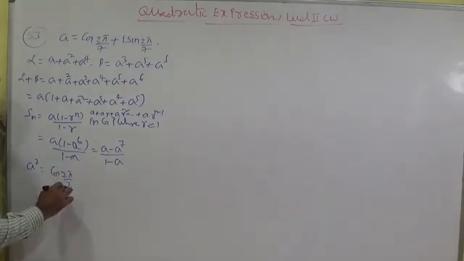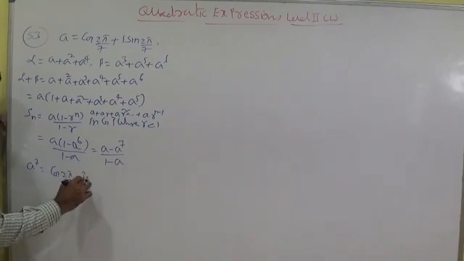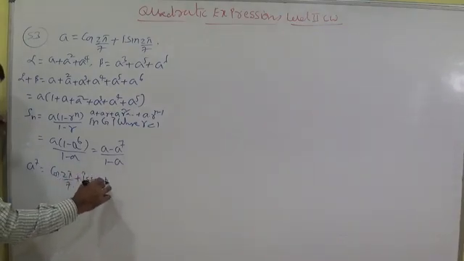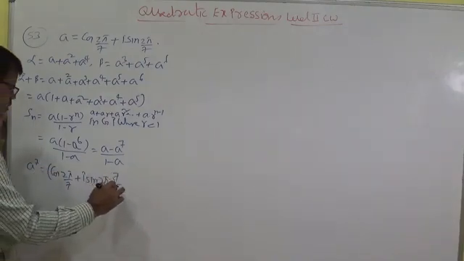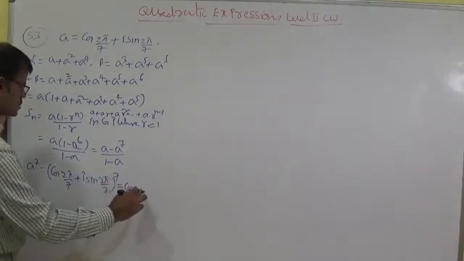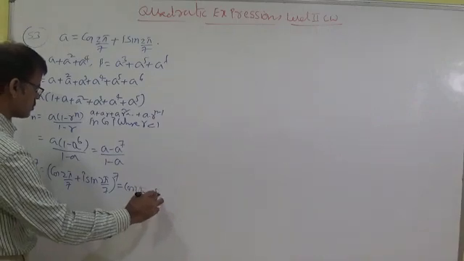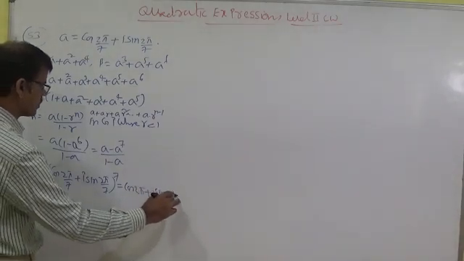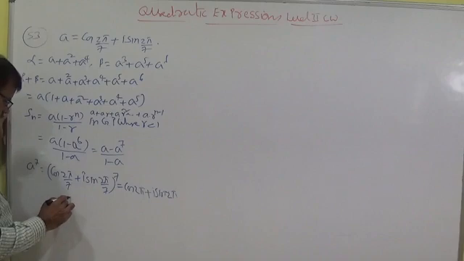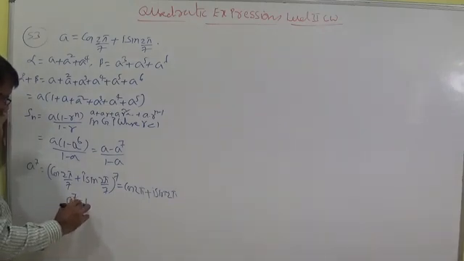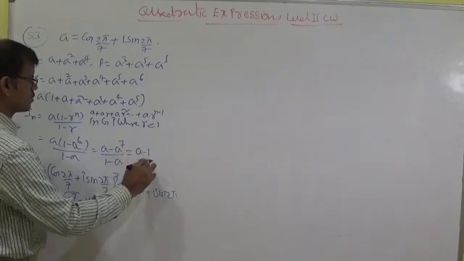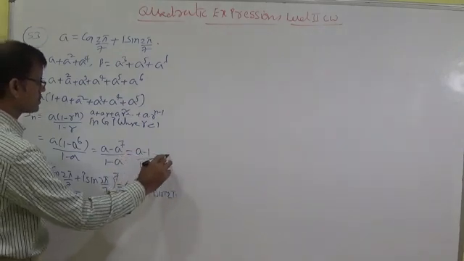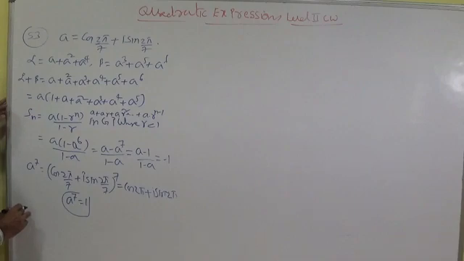a power 7 is equal to (cos 2π/7 plus i sin 2π/7) whole power 7, that is equal to cos 2π plus i sin 2π. Cos 2π value is 1 and i sin 2π value is 0, so a power 7 is equal to 1. You can write (a minus 1) by (1 minus a), which becomes minus 1. Now sum of roots is completed.